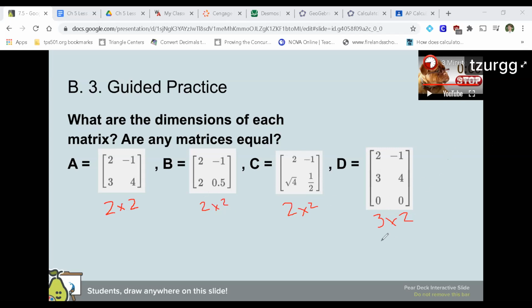All right, are any of these equal? Well, D can't be equal to any of these because it's not the same dimensions. If we compare the ones that do have the same dimensions, their first row, first column is the same. Second row, first column is the same.